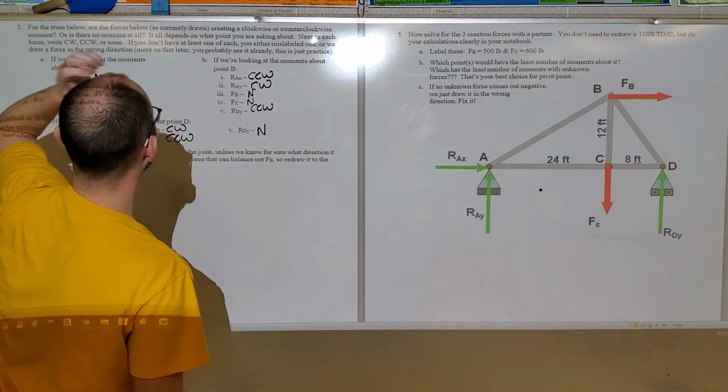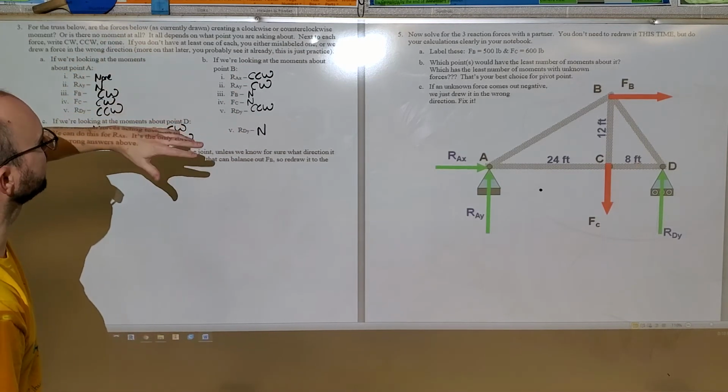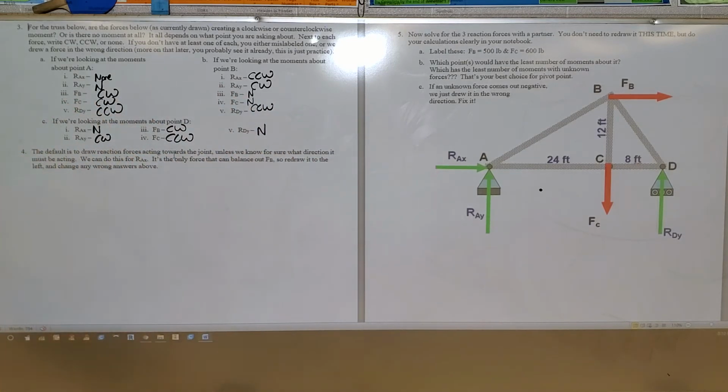Okay, now it says, again, if you don't have at least one of each, we either mislabeled one, or we drew the force in the wrong direction. Well, we didn't mislabel it, I guess. That's what I meant. We drew one in the wrong direction. So it says more on that later.